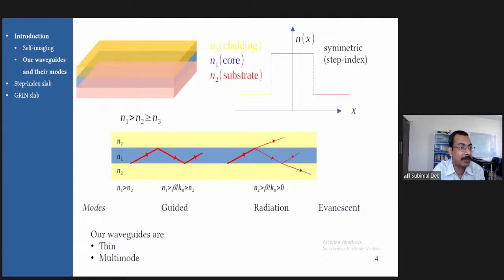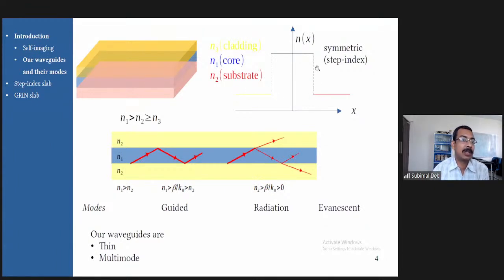So here is the geometry of the slab waveguide that we are considering. You have the core material sandwiched between two dielectric layers of lower refractive index. Usually, for a slab waveguide, you'll put the core on a substrate, and on top of the core, you'll have the cladding. If it is a symmetric waveguide, then the cladding and the substrate would be made of the same material and would therefore have the same refractive index.